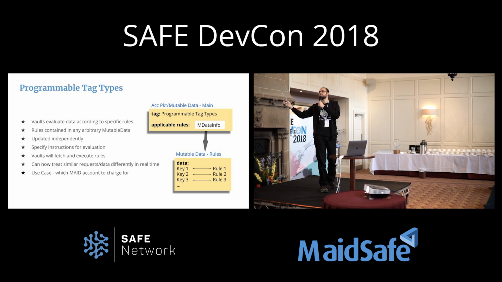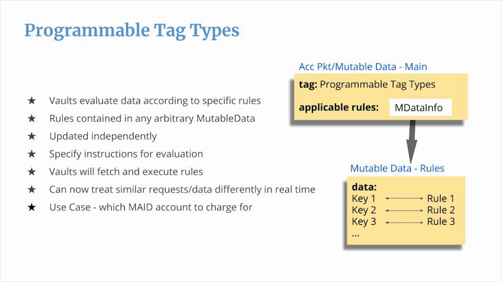So when the request comes to the made managers, it will say, okay, what kind of account packet is it? Okay, it has a programmable tag type. So probably I'll just hang fire for now and look at the applicable rules. It'll ask the data manager to give it the mutable data that it is pointed to. And in that data, one of the rules might be, don't charge this made account, and instead of that, charge some other made account.